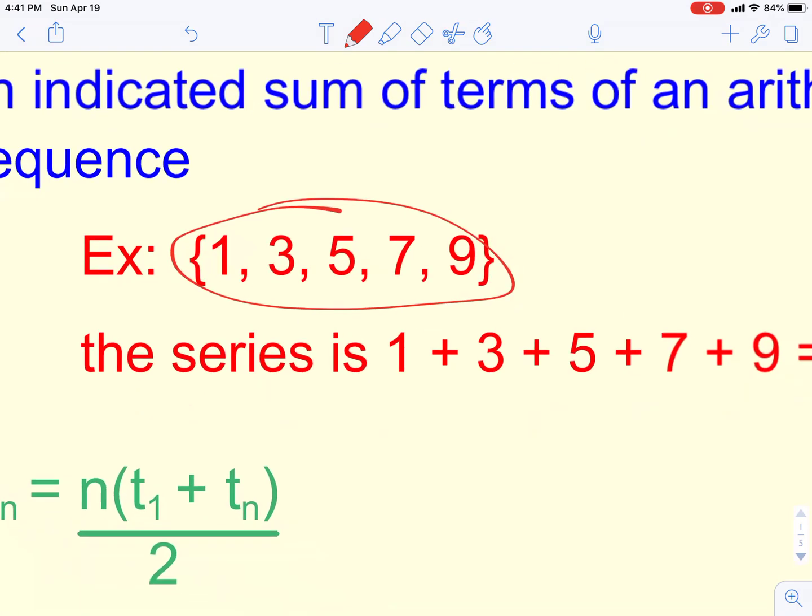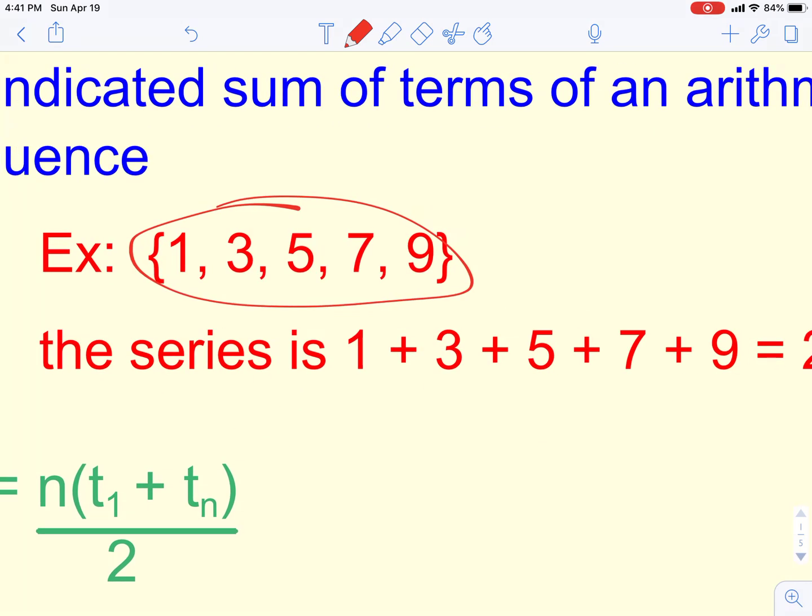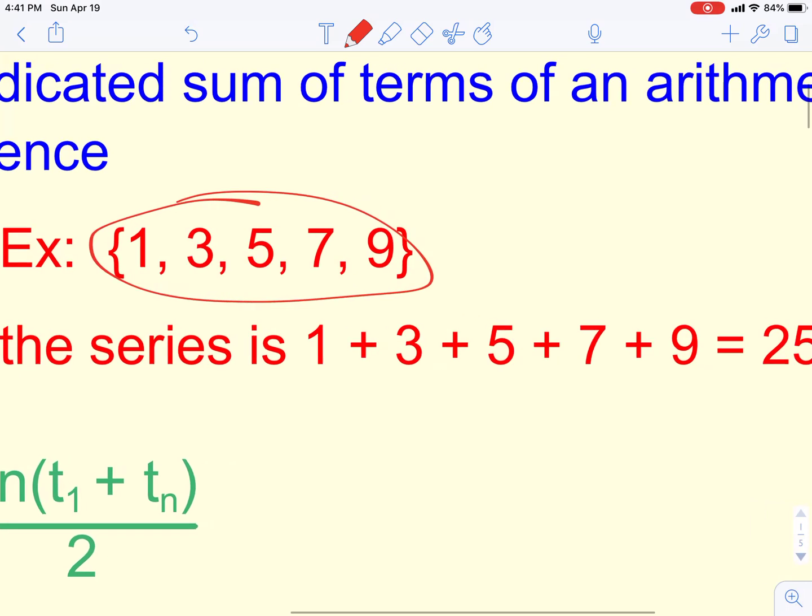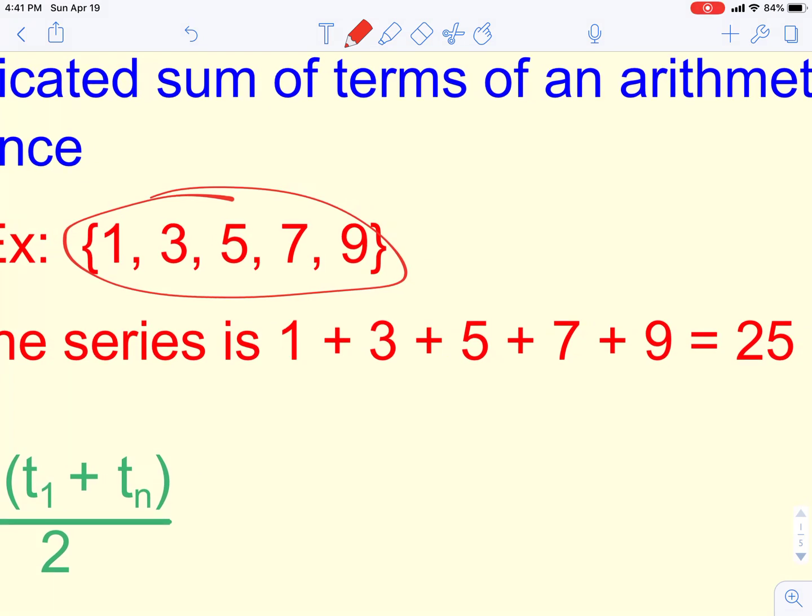The series is just adding them. So if it's a nice 5 numbered sequence, you can go ahead and just easily add them up. Okay, we're going to work on adding things up. Maybe if there were 15 terms, 20 terms, 100 terms, how that's going to look, so you don't have to write it all the way out, finding each term.